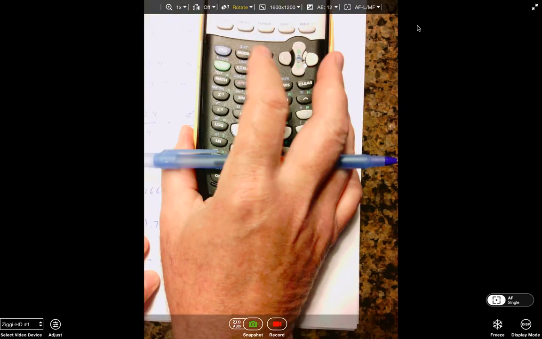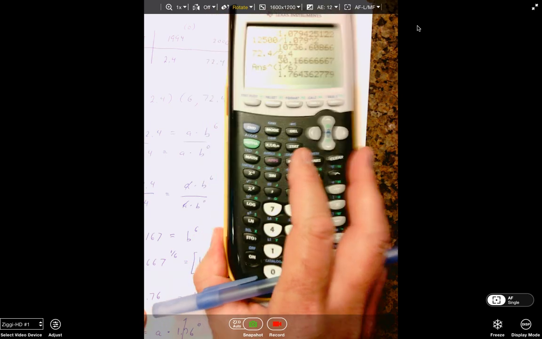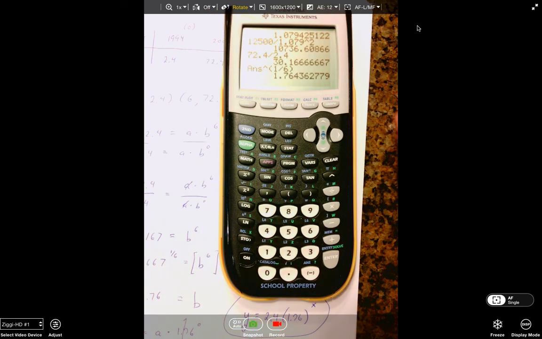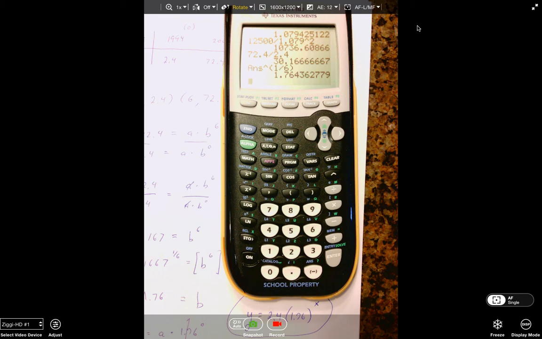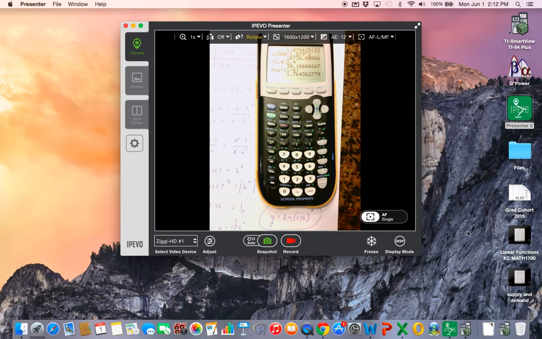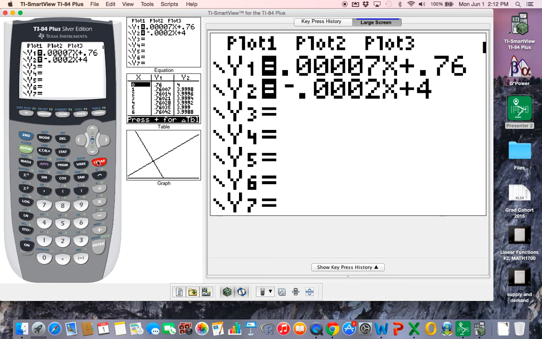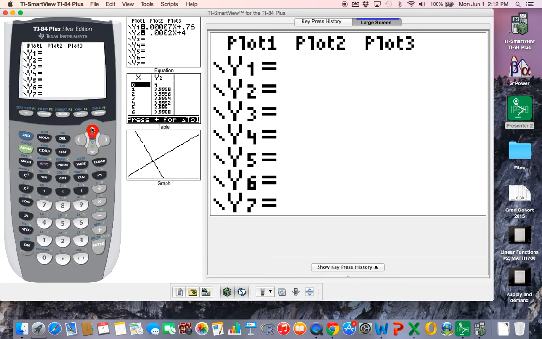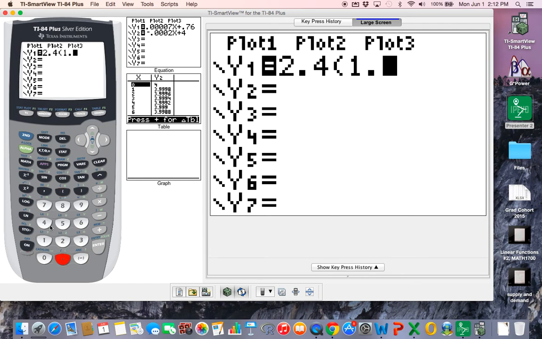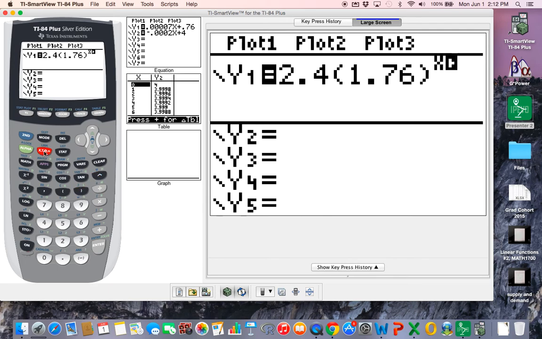Check it out, because we want to make sure we get questions correct. I'll tell you what I'm going to do. I'm going to go back to this one. I think it shows up a little better. So gang, let's get rid of some stuff here. We're not doing supply demand anymore. So let's do 2.4 times 1.76 raised to the x power.